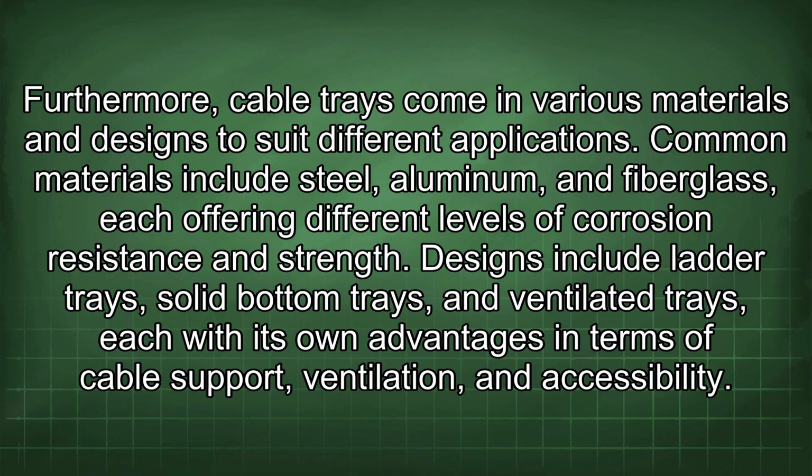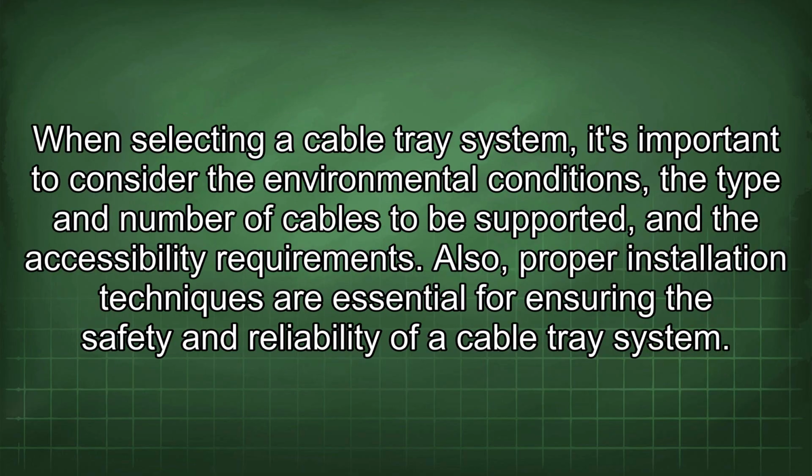Furthermore, cable trays come in various materials and designs to suit different applications. Common materials include steel, aluminum, and fiberglass, each offering different levels of corrosion resistance and strength. Designs include ladder trays, solid bottom trays, and ventilated trays, each with its own advantages in terms of cable support, ventilation, and accessibility. When selecting a cable tray system, it's important to consider the environmental conditions, the type and number of cables to be supported, and the accessibility requirements.